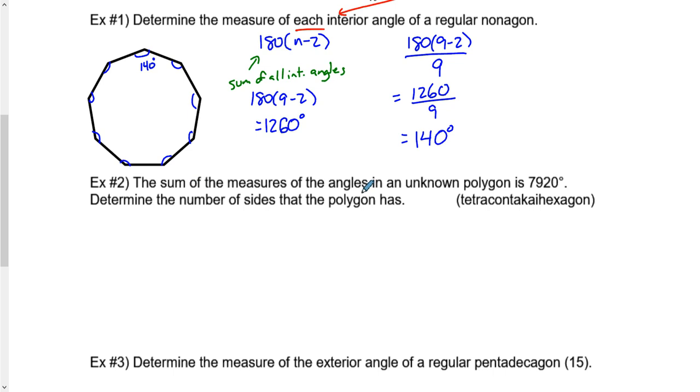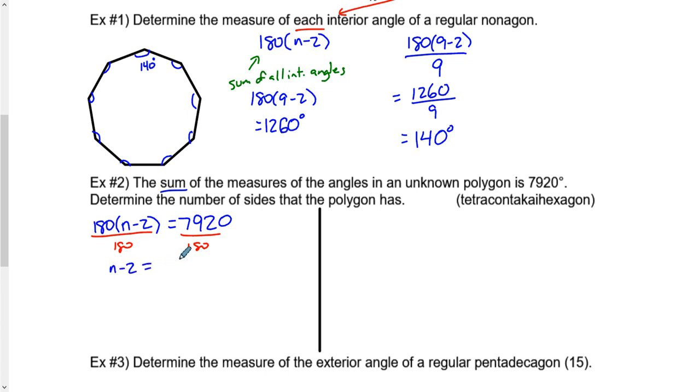Our second example: the sum of the measures of the angles in an unknown polygon is 7,920 degrees. Determine the number of sides that the polygon has. Now, I've usually done this in two different ways. You choose which way makes the most sense to you. So it says that the sum of the measures is 7,920, which means this formula equals 7,920. One way to isolate our n is simply to divide by 180 first, leaving us with n subtract 2 equaling 44, and therefore we could add 2 to both sides.